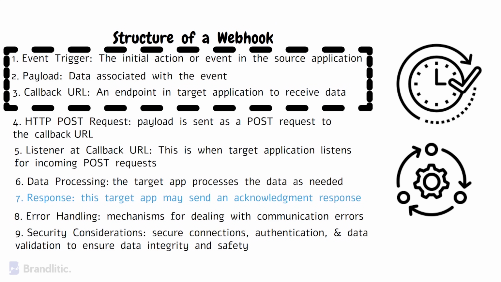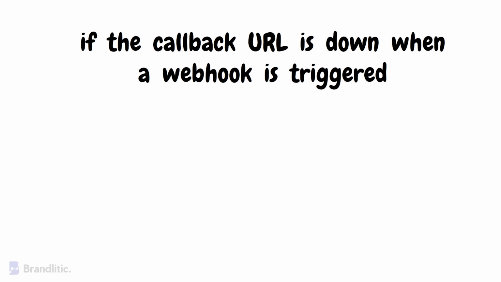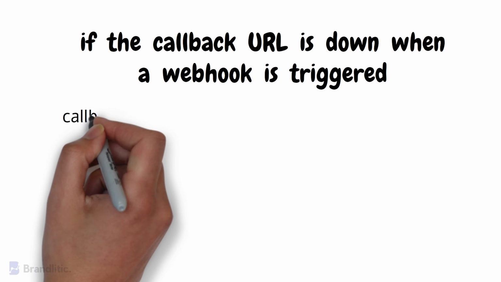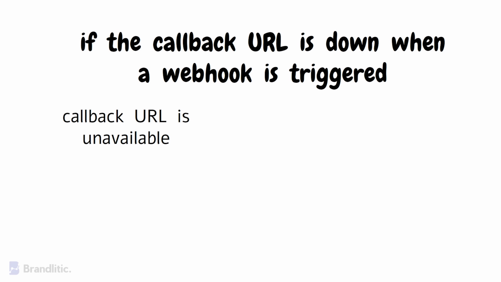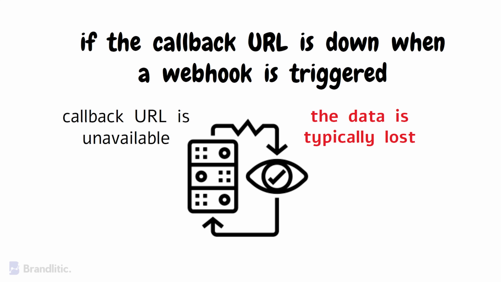Now, you must be wondering, what will happen if the callback URL is down when a webhook is triggered? Well, the answer is that if the callback URL is unavailable when a webhook is triggered, the data is typically lost. That's why it is crucial to ensure the reliability of your callback endpoint to avoid missing important updates.